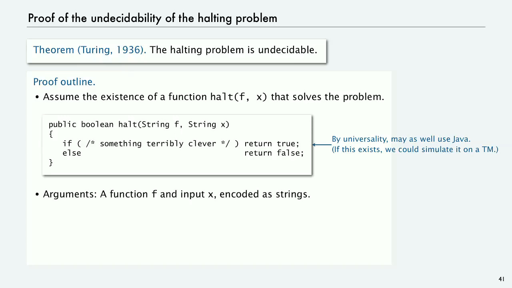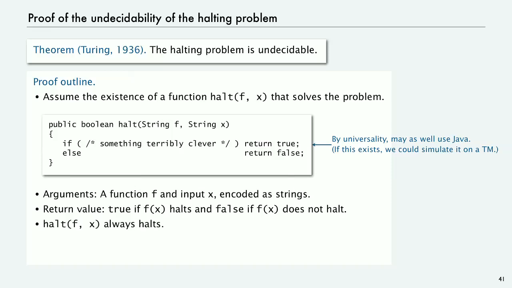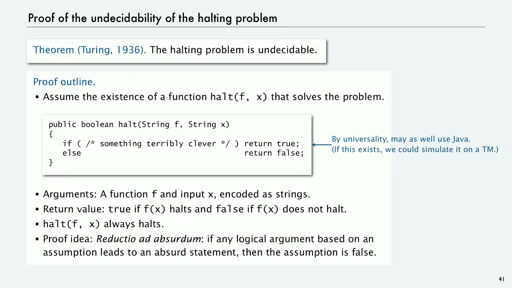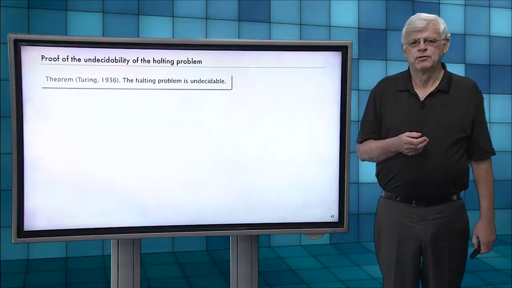The arguments of the function and the input are encoded as strings. The return value is true if f of x halts and false if f of x does not halt. And that function itself always halts. It's supposed to be able to do this for any function and any input to that function. And the idea is, like the liar's paradox, we're going to make that assumption and follow a logical argument. If we get to an absurd statement, then we know the assumption is false. So here's how the proof goes.